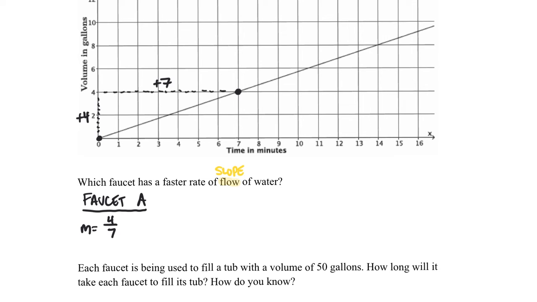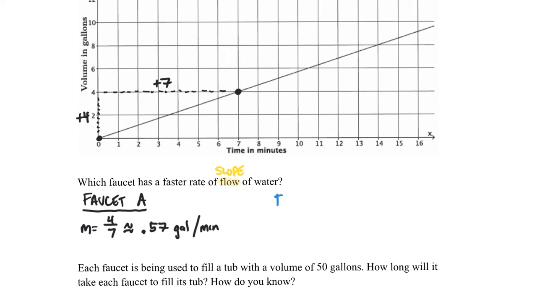Now, if we go ahead and divide that, get out my calculator here, that ends up being approximately 0.57 gallons per minute. So it's up 4 gallons over 7 minutes. That reduces to 0.57 gallons per minute.